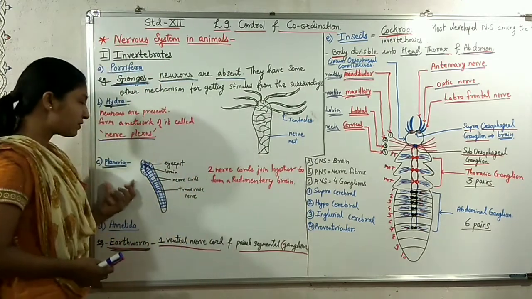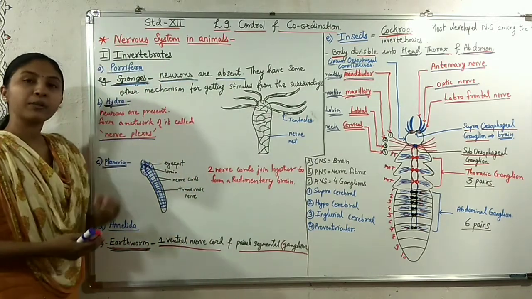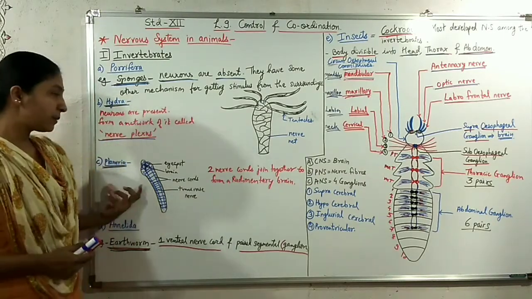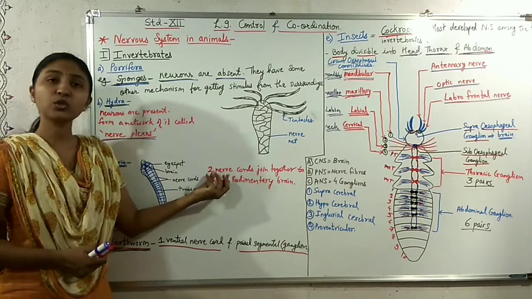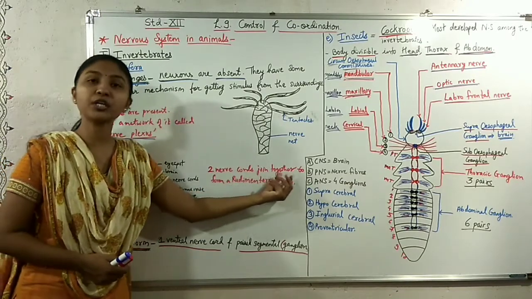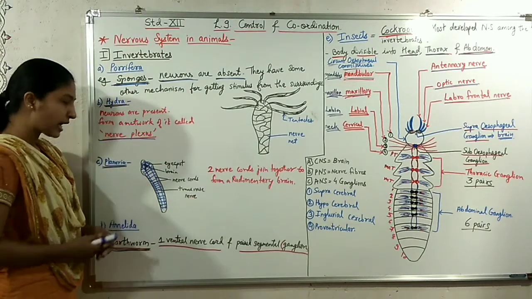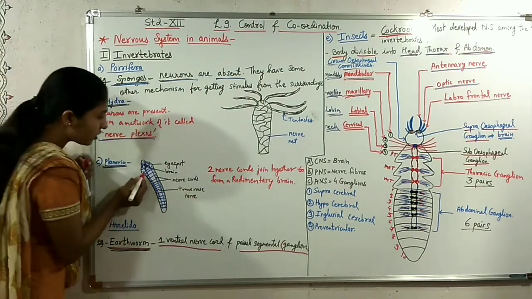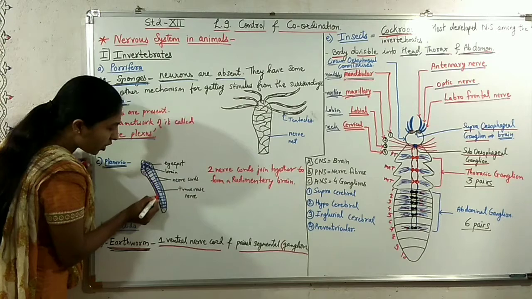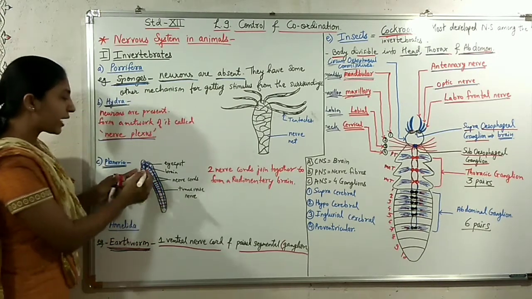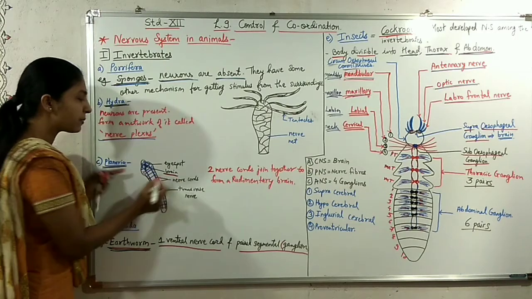The next example we see is Planaria. Planaria is an example of phylum Platyhelminthes. Now in Planaria, two nerve cords join together to form a rudimentary brain. As you can see in the diagram, these are the two long ventral nerve cords. They join together to form a rudimentary brain.